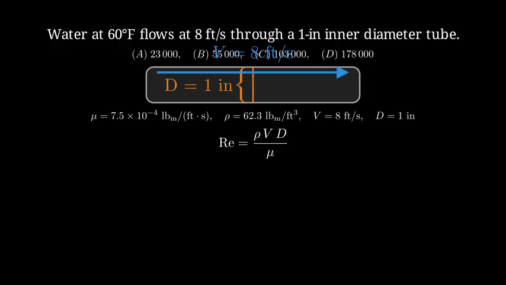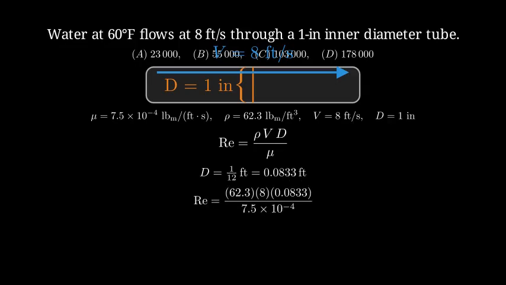First, we convert the diameter from inches to feet. D equals 1/12 of a foot, which is 0.0833 feet. Now plug in all the numbers into the Reynolds formula. Compute the numerator first. 62.3 times 8 times 0.0833 equals 41.5. Now divide by mu.